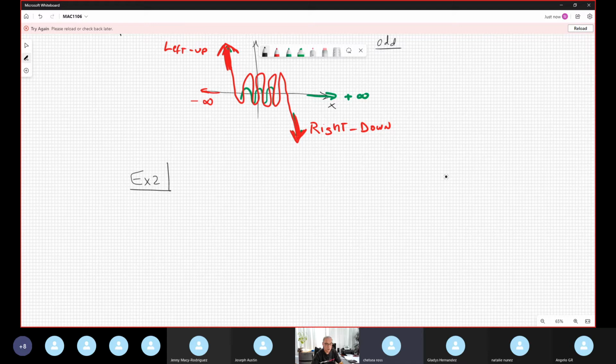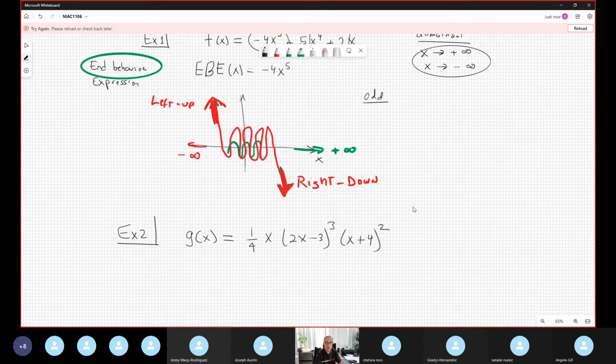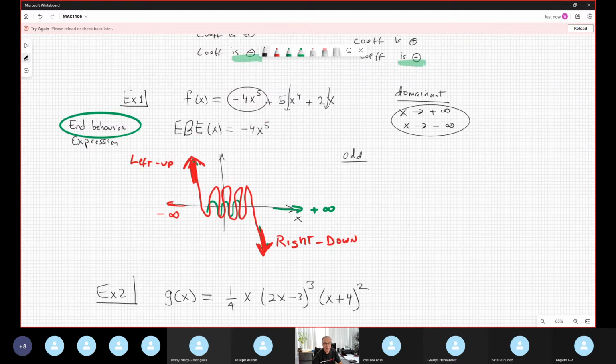Suppose the function, I want to change the name, g of x, is equal to 1 over 4, the fraction. The coefficient is positive, the exponent no, but the coefficient yes. Then (2x minus 3) cubed and (x plus 4) to the second power. And it's a polynomial, professor? Yeah, it's a polynomial, but the problem is that somebody, not me, did the factorization.